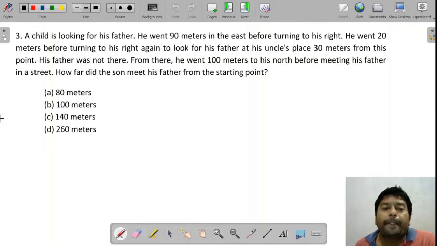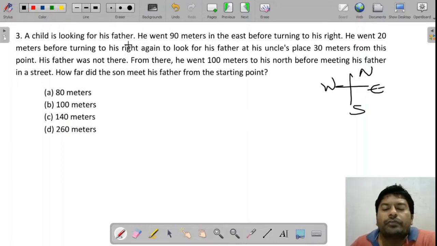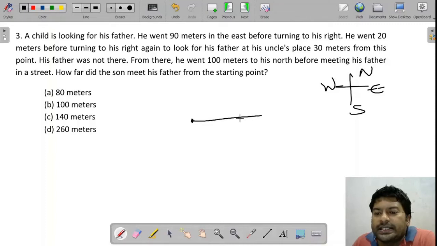Question number 3. Before reading the question, let me just try to draw the directions here: east, west, north and south. A child is looking for his father. He went 90 meters east before turning right. Let us consider he was here. He moved 90 meters towards east before turning right.